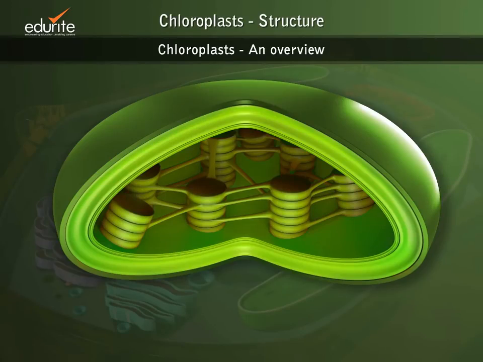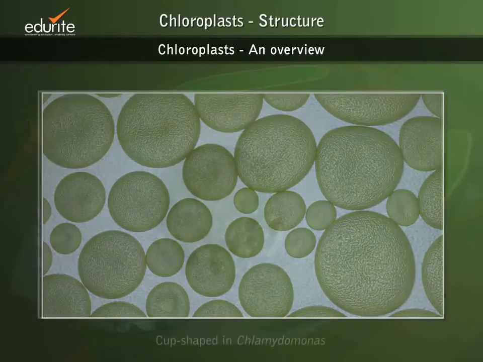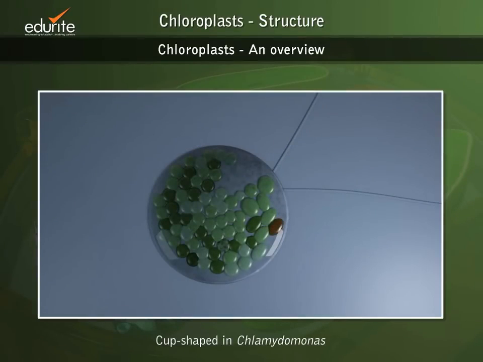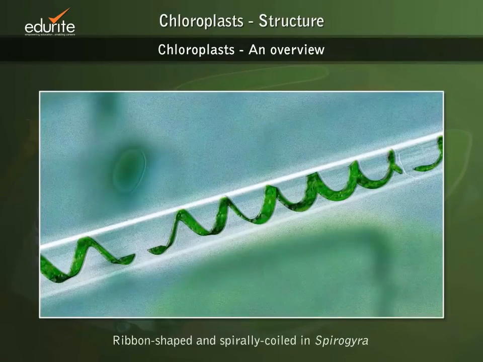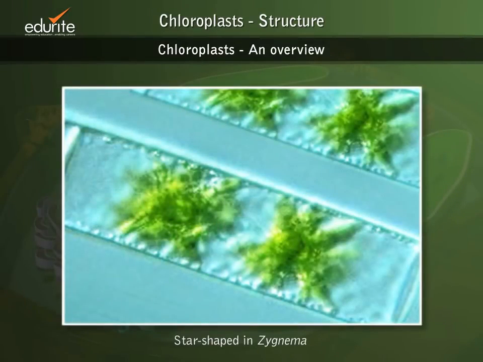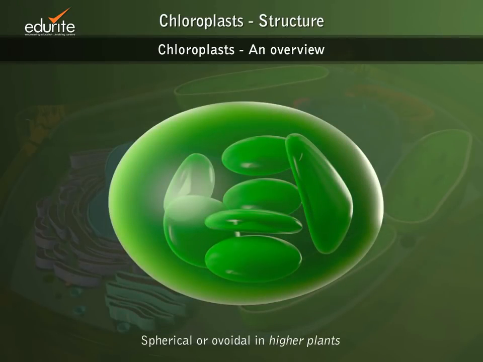Chloroplasts also differ in shape, being plate-shaped in chlorella, cup-shaped in Chlamydomonas, ribbon-shaped and spirally coiled in Spirogyra, and star-shaped in Zygnema. In higher plants, most chloroplasts are nearly spherical or ovoidal in shape.